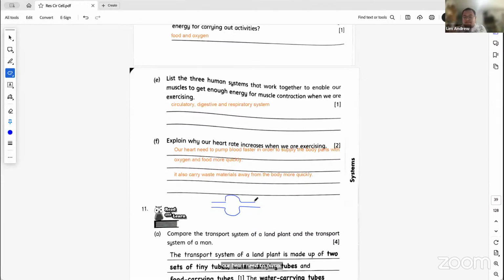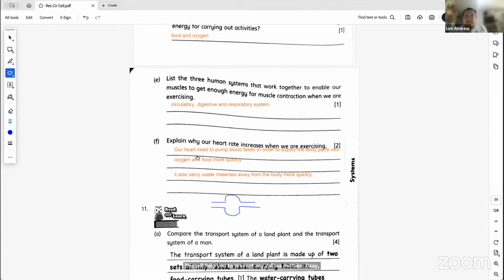So heart rate increases because our heart needs to pump blood faster, not more, faster, in order to supply the body parts with oxygen and food more quickly. So not because our heart needs to pump more blood. At any point in time you would not see a big chunk of blood floating around your body. It's just the way you phrase it. The correct keyword here is pump blood faster. So students, remember, do not write more blood or more oxygen. Must write pump blood faster. This will help you prevent any careless mistake.